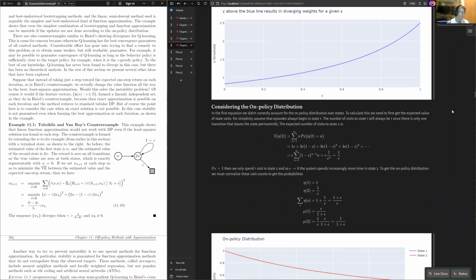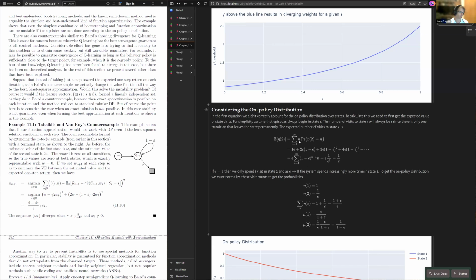And if you instead do this properly, where you're supposed to consider the distribution of how states are visited, the reason why the off-policy update fails here, or diverges, is that it doesn't compute the correct values, because this objective function should consider the probability of being in each state. And this state, for any value of epsilon, is going to be revisited more often than this state.